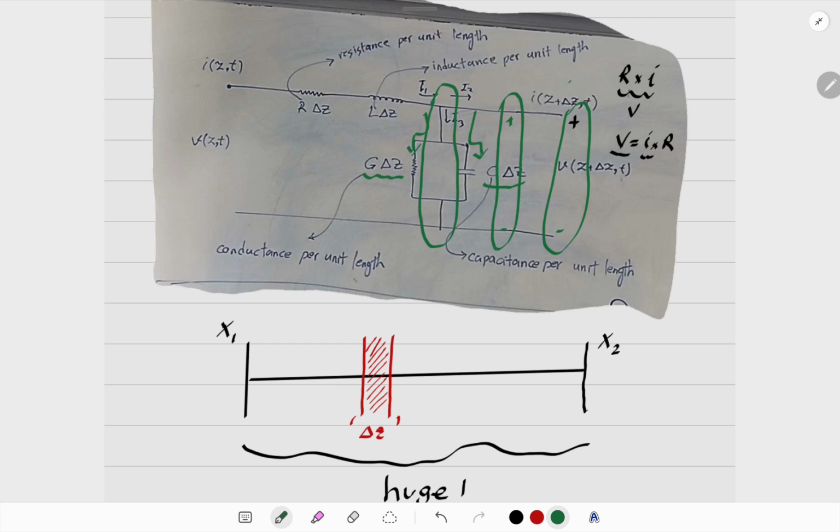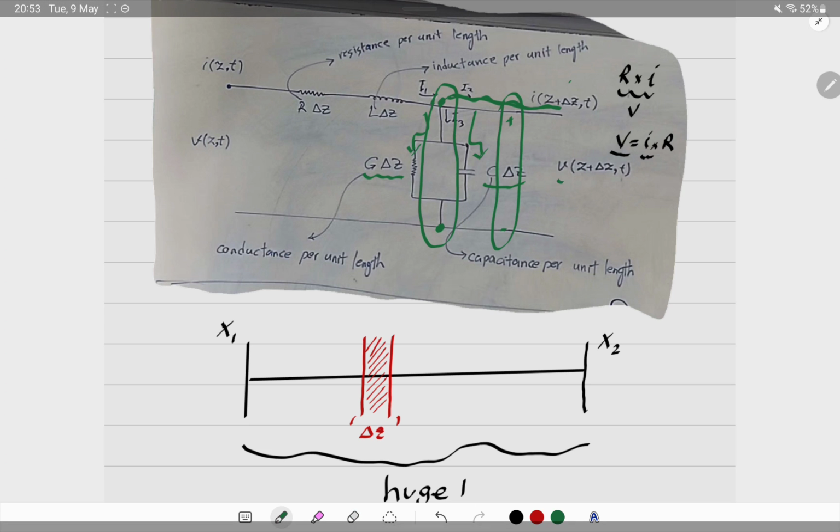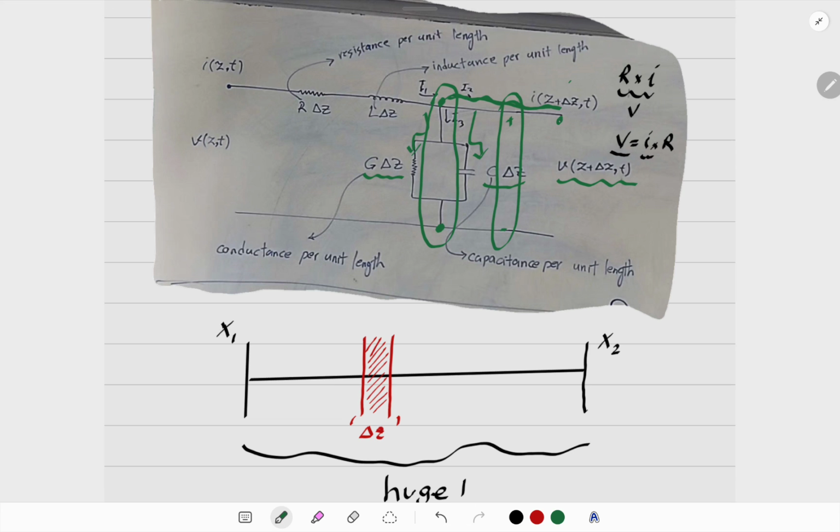You see, we have the same lines over here, and this place and this place can be shown by the same approach, which is V(z+Δz, t). This place, this one to this one, is the same with this equation, this parameter. But why can't we do this here? Actually, because this voltage in here is not the same as this one.